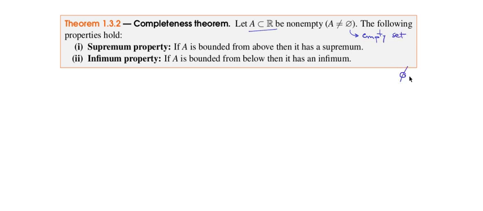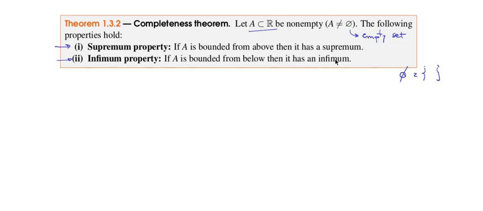So the empty set would be the set that doesn't have any element. Okay. Well, so A has at least one element. Well, then these two properties are true. The first one is the supremum property: if A is bounded from above, then it has a supremum. And the infimum property is that if A is bounded from below, then it has an infimum.